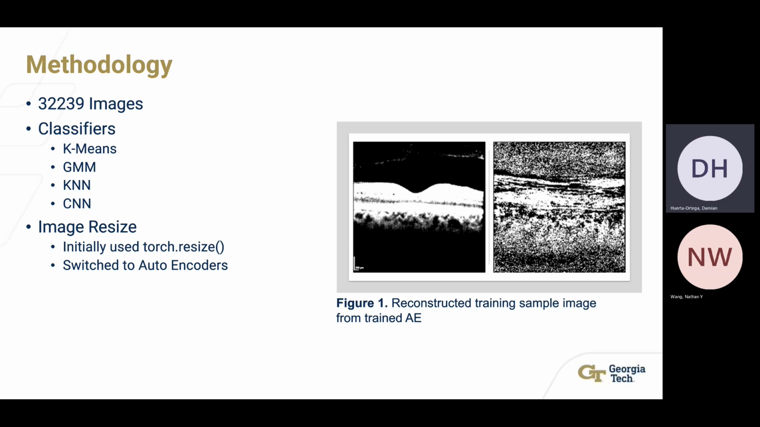And on the right-hand side, Figure 1 shows a reconstructed sample image from our trained autoencoder. The left-hand side is the raw, and then the right-hand side is the reconstructed image.